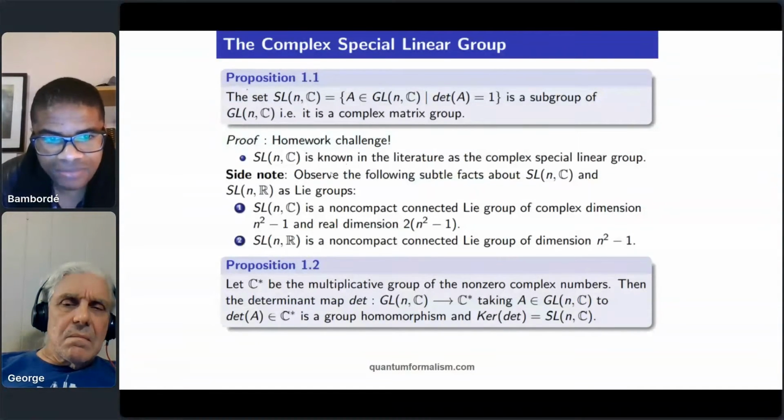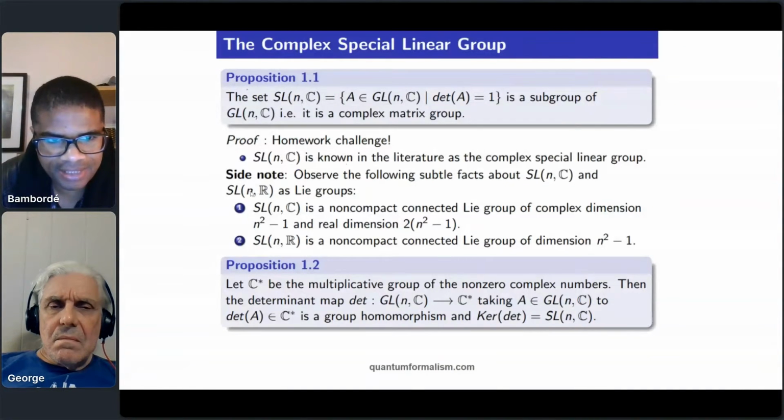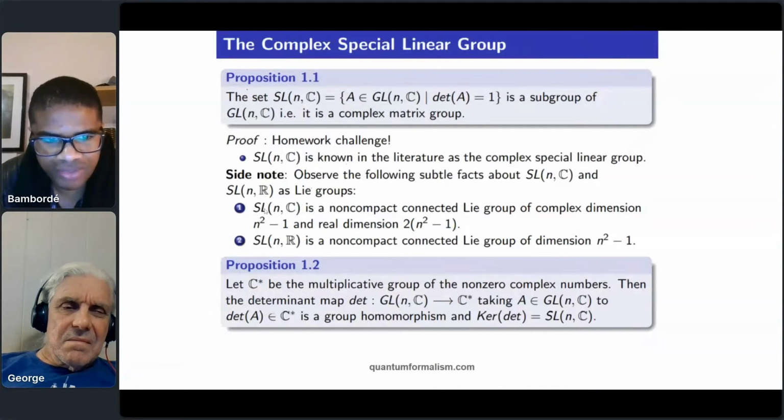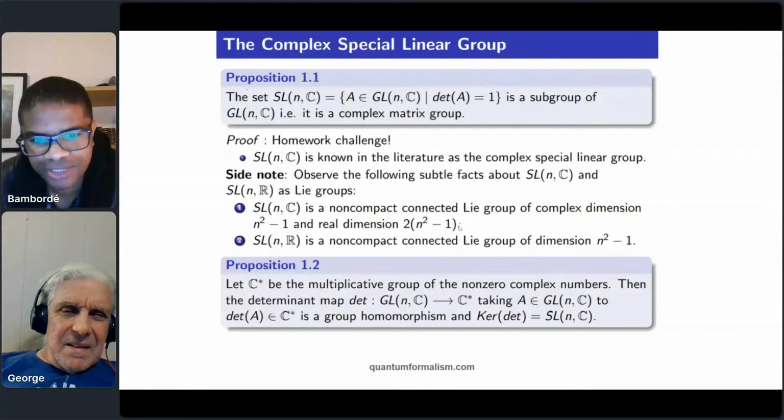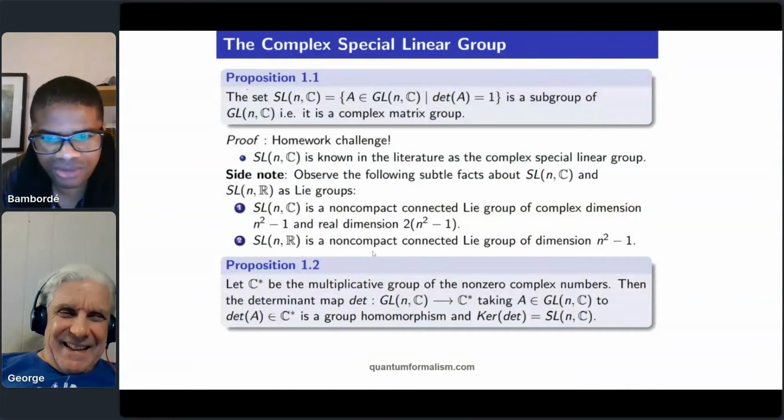So it means that it's a complex matrix group, right? Yeah. And now, because in the last session we covered its real cousin, let's look at the difference here. The complex one is a non-compact connected Lie group of complex dimension, which is this, and real dimension, which is this. You can use the distribution law to calculate the final number.